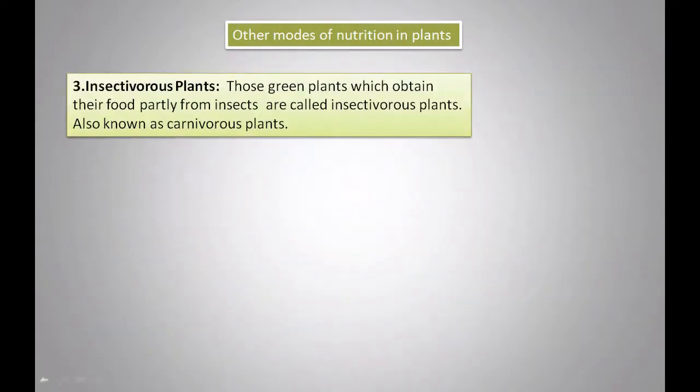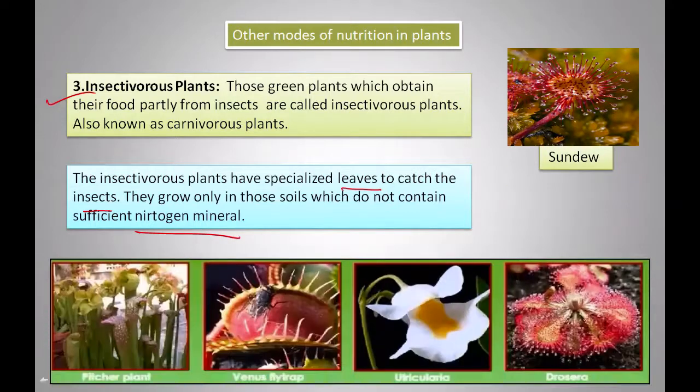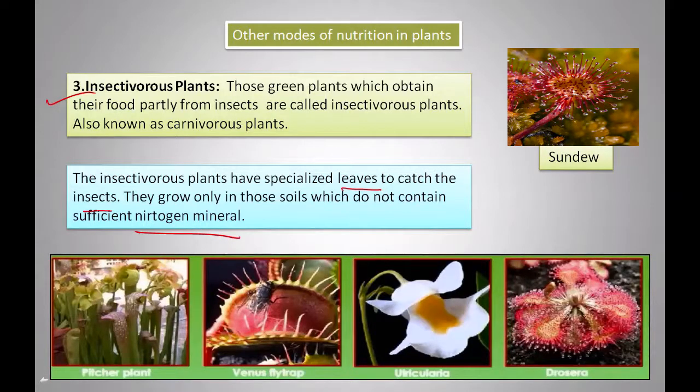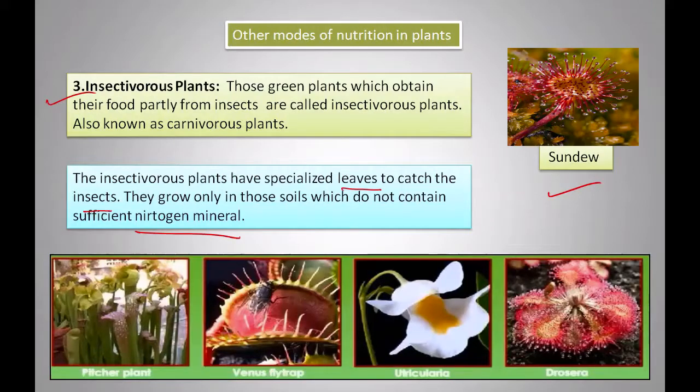Then insectivorous plants. Those green plants which obtain their food from insects are called insectivorous plants. They are also known as carnivorous plants. They have specialized leaves to catch insects, and they grow in soil which does not contain sufficient nitrogen minerals. Here are examples of insectivorous plants: this is sundew, this is pitcher plant, this is Venus flytrap, this is Utricularia, this is Drosera.